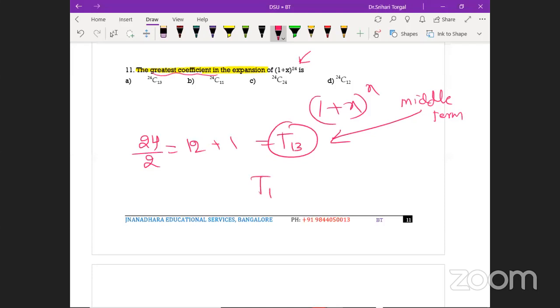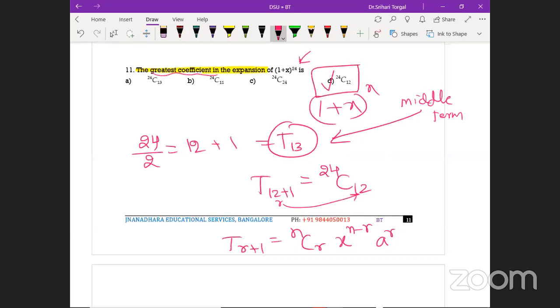To get T13, what is the r value? I have told you the formula. T(r+1) is equal to nCr x^(n-r) a^r. This is the formula for Tr. T13 is how much? 24C12. This is the r value. 24C12 must be there. Option D is the right answer.